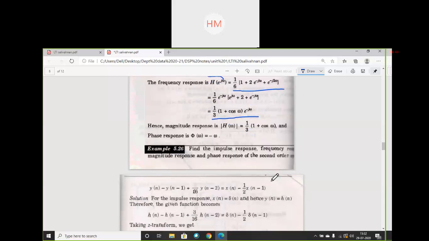Right, now the next question. Find the impulse response, frequency response, magnitude response and phase response of the second order system given by the equation. Write it down: y of n minus y of n minus 1 plus 3 upon 16 y of n minus 2 is equal to x of n minus 1 by 2 x of n minus 1. Have you written this equation?